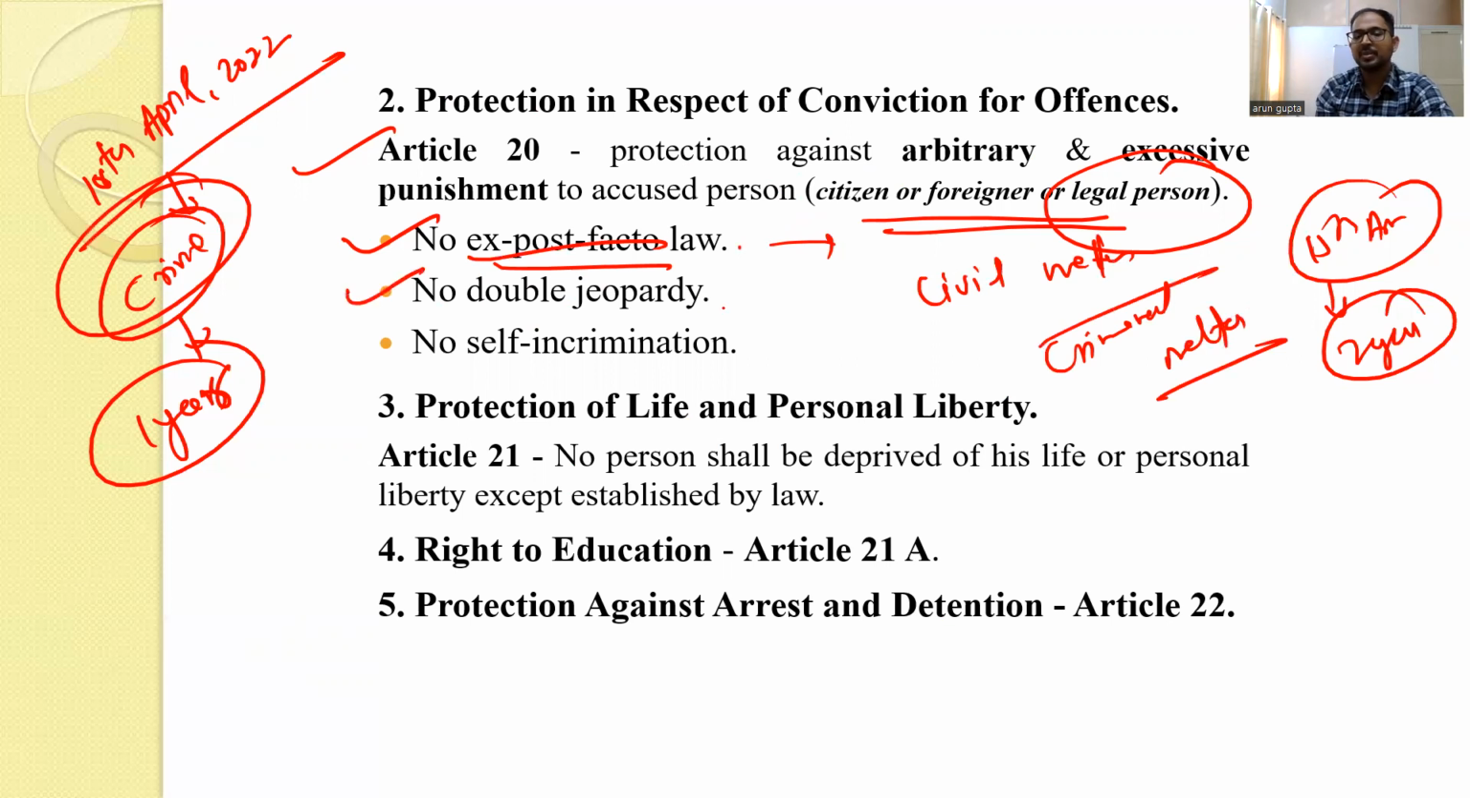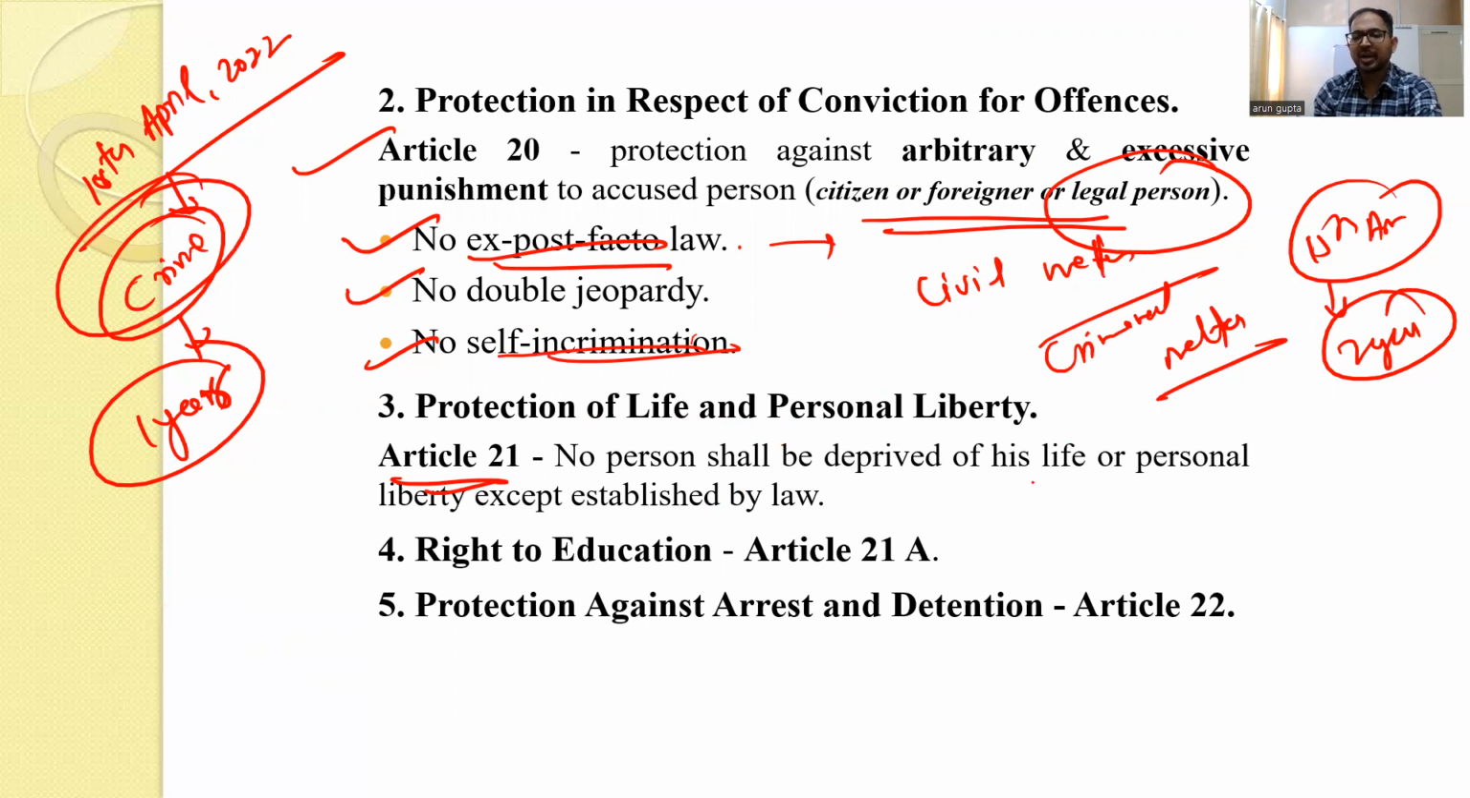No double jeopardy means no one can be punished for the same crime twice. That is called no double jeopardy. No self-incrimination. So no one can be compelled to give a statement against themselves or confess their crime. That is no self-incrimination.